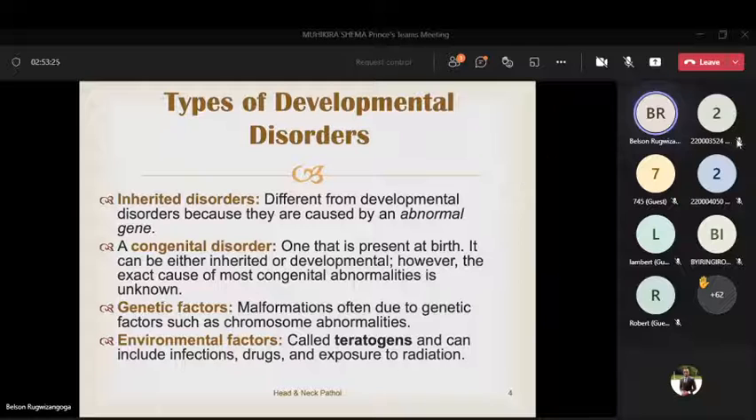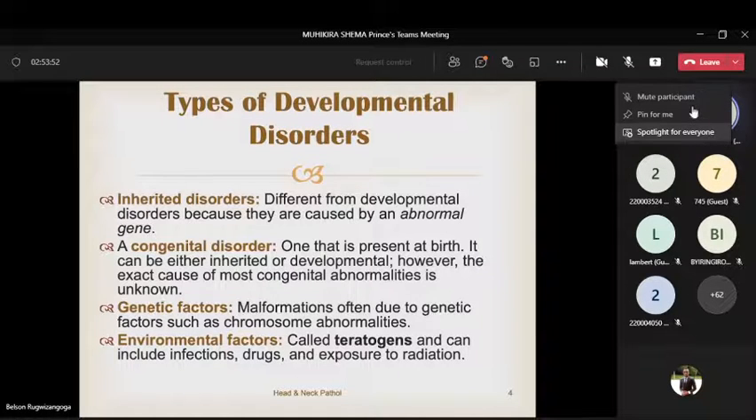Genetic factors: these are malformations often due to a genetic factor such as chromosome abnormalities. And of course, this can be either inherited or non-inherited. Environmental factors are also called teratogens. This can lead to infections, drug exposure, exposure to radiation.